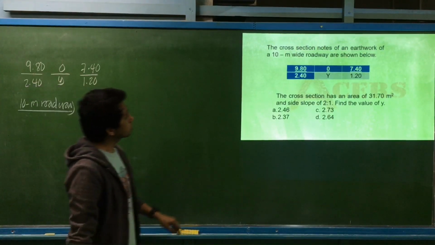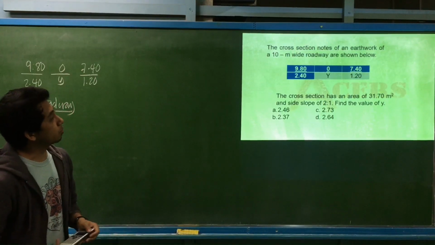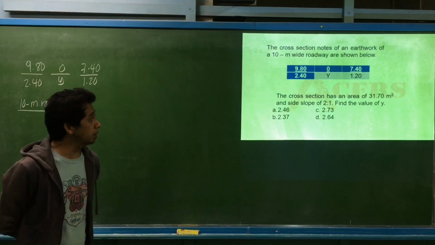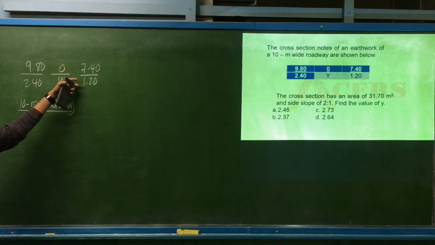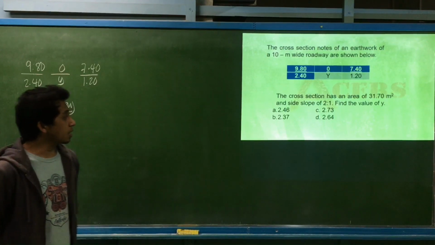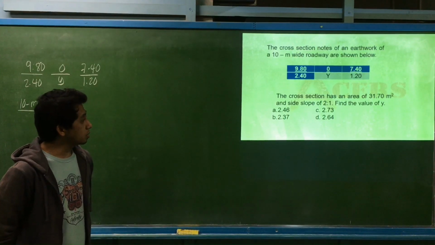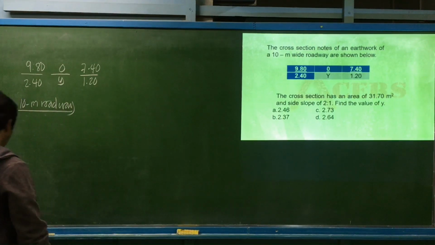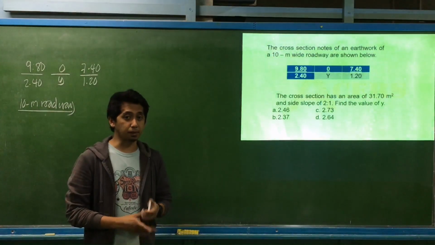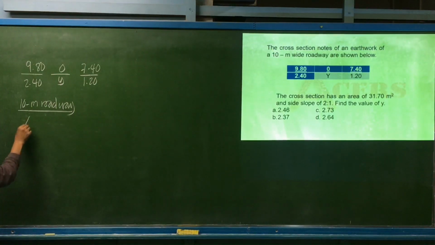Okay, so still on section of excavation. So the cross-section notes of an earthwork 10 meters wide roadway are shown below. So 9.8, 0, 7.4, 2.4, Y, and 1.2. The cross-section has an area of 31.7 square meters. So the side slope 2:1. Find the value of Y. So para makatipid tayo, tulad ng previous example natin, para makatipid tayo sa oras, pwede natin i-diretso ito dun sa procedure na ginawa natin kanina.